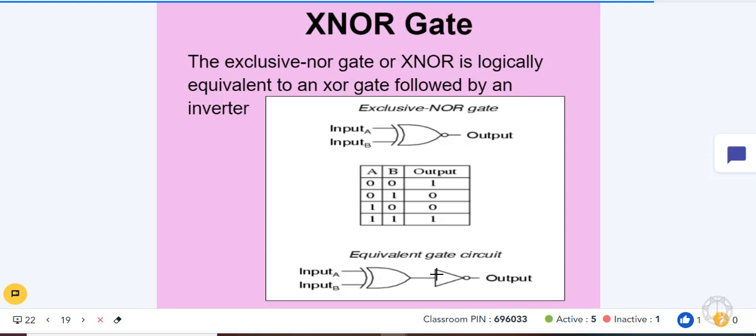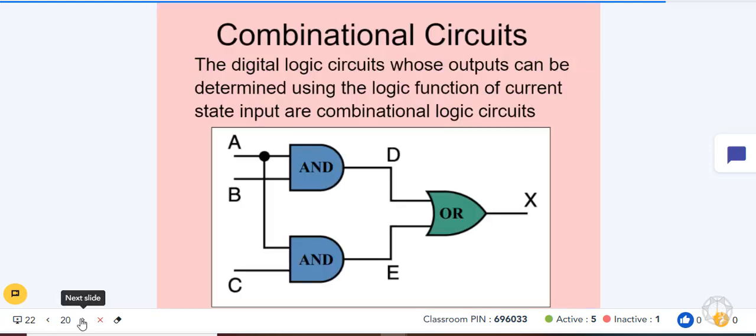Now we will move to the combinational circuit. As I have mentioned in the first slide, why are logic gates important? Because these gates are used to make or prepare logical circuits. With the help of a number of logic gates, that is AND gate, OR gate, NAND gate, we can create lots of combinational logical circuits. So this is an example of how we can create combinational logical circuits. We will learn about combinational circuits in the next lecture.